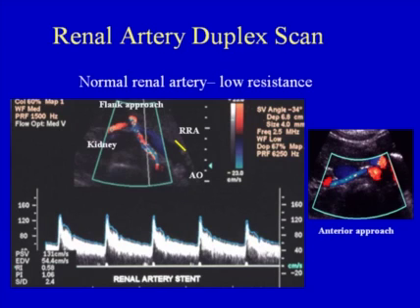Now here's a normal renal artery looking at the waveform pattern. We can see that we have continuous forward flow throughout diastole. This is considered with decreased pulsatility that's observed throughout the renal artery, always providing flow going towards the kidney.